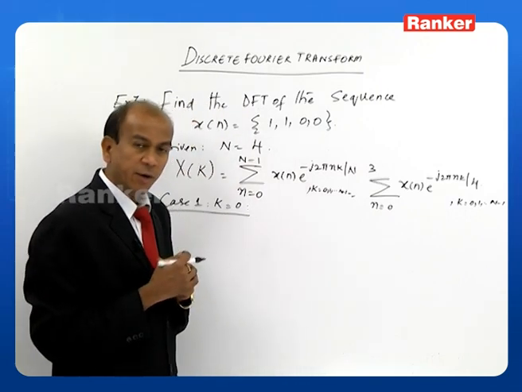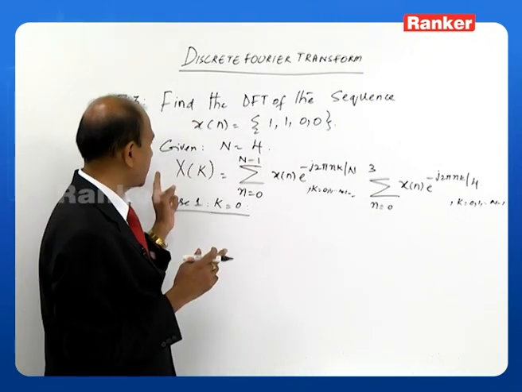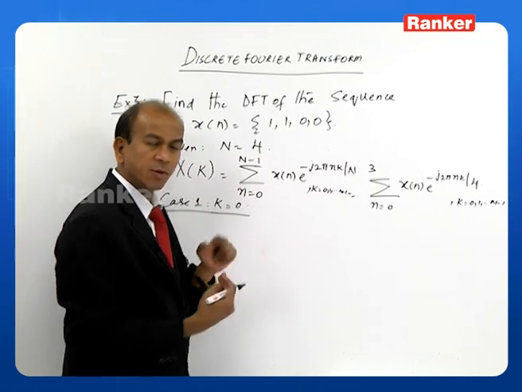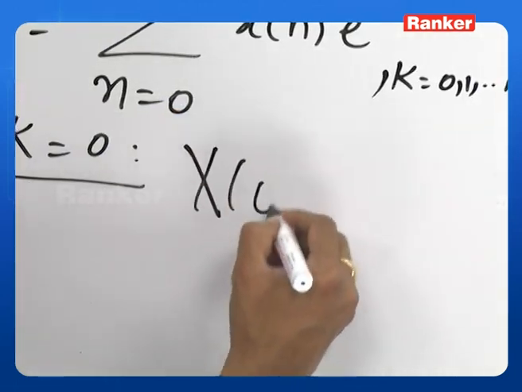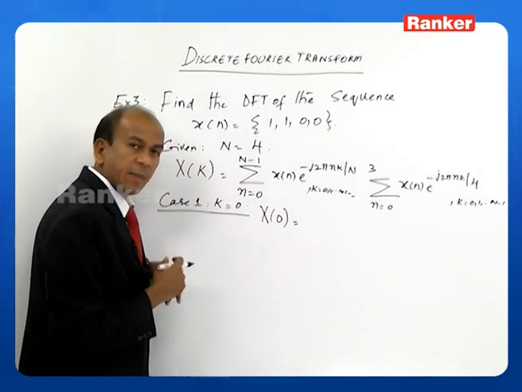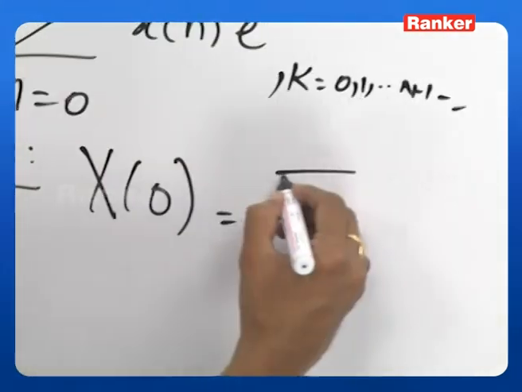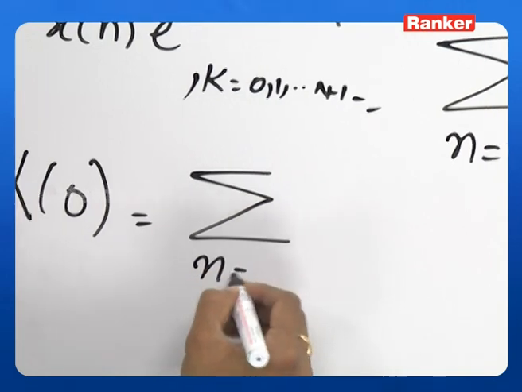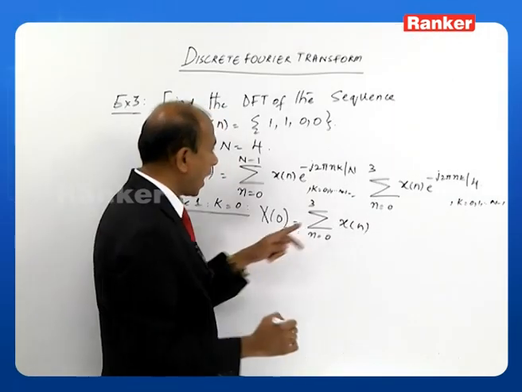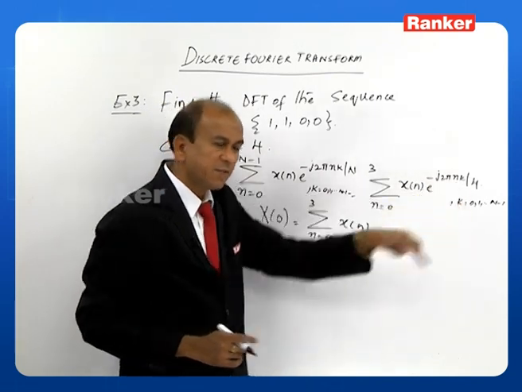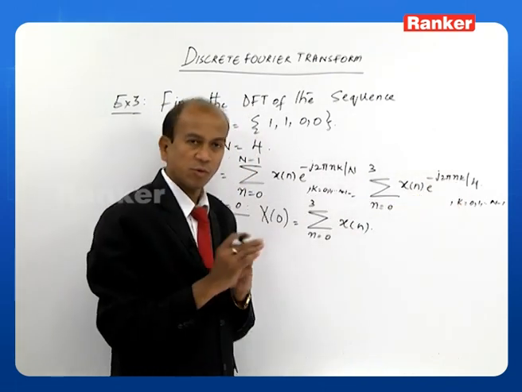Now I will find out x of 0 first. This is x of k. Now k becomes 0, so this will become x of 0. So what I'll do is I'll write down here x of 0. Then the summation will be what? This will be n is equal to 0 to 3 x of n, and here n being 0, this value is 1. So I'll just put it here x of n only.